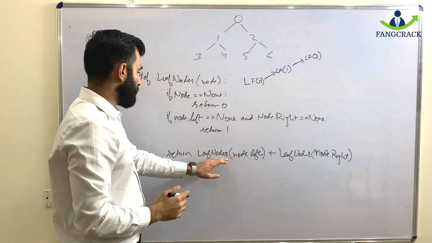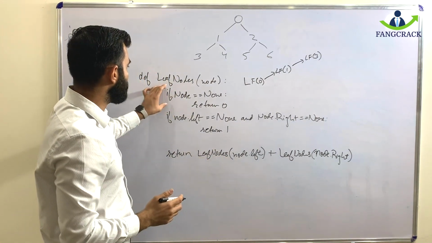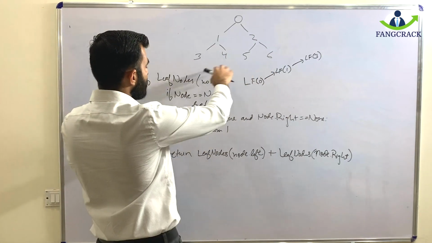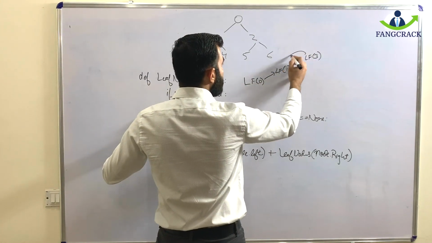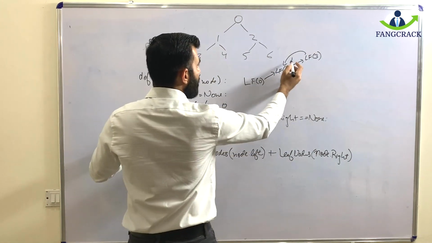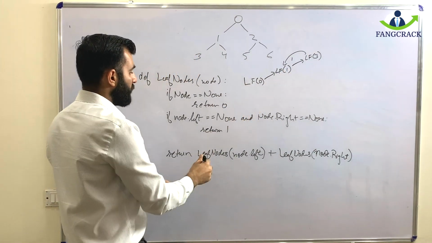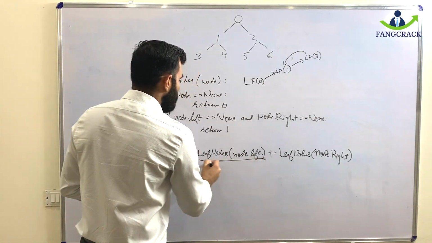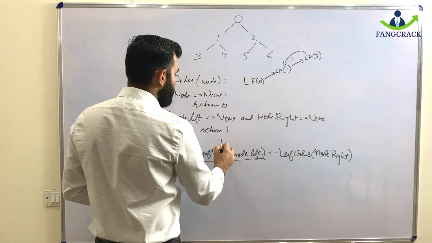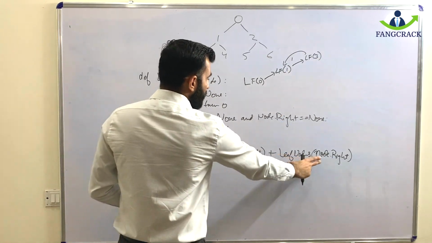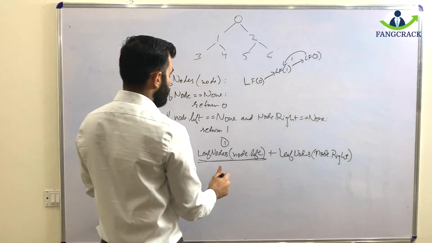In the next iteration, we check this condition, which is not true. This condition is true. 3 has no children, so 3 returns 1, a count of 1, to the function that called it. So now this function call for 1 has its left done. It got the value 1 from 3. And then for the right side, this call is going to be executed.